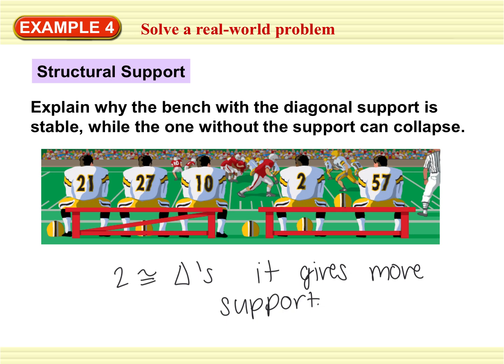So if you actually look at the football bench, the benches on the field, I believe they have not only 1 but 2 support beams in the middle. But if you were to look at this one, if you were to rock side to side, it will just completely collapse because it's not sturdy enough.